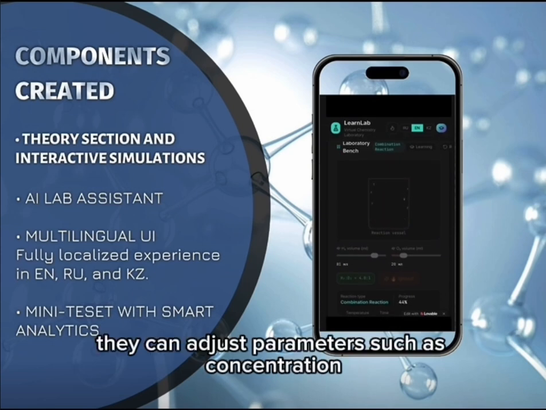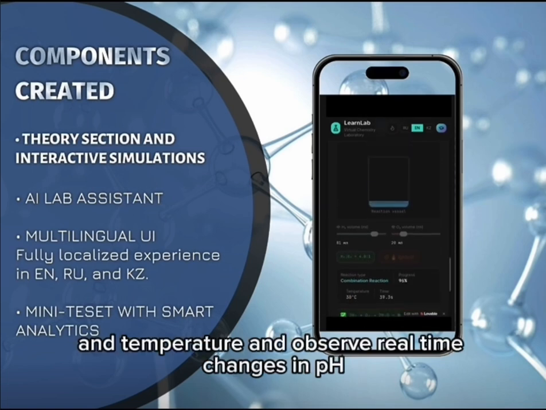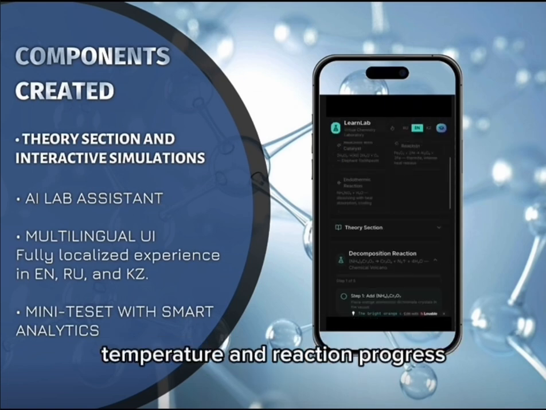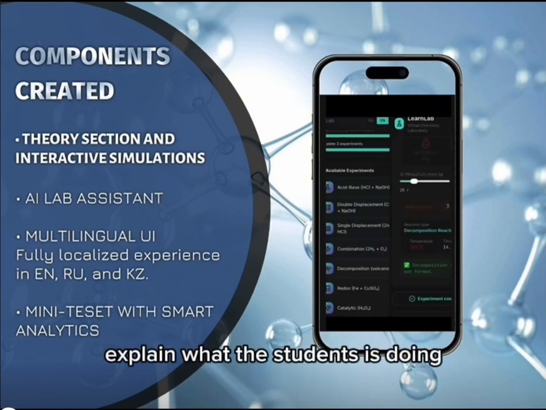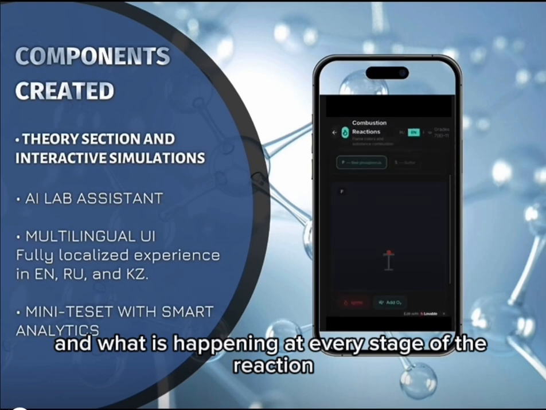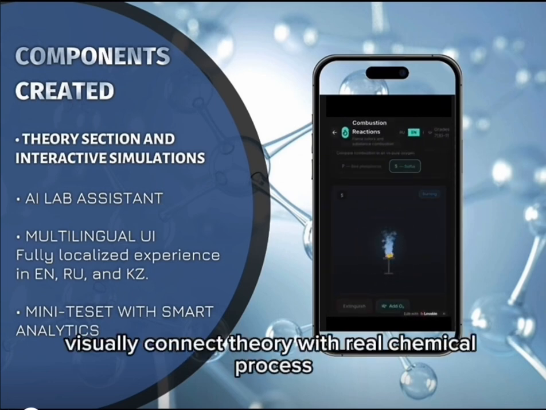They can adjust parameters such as concentration, volume, and temperature, and observe real-time changes in pH, temperature, and reaction progress. Each experiment includes guided instructions that explain what the student is doing and what is happening at every stage of the reaction. This helps students visually connect theory with real chemical processes.